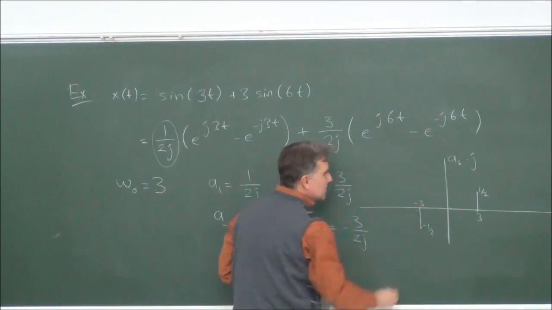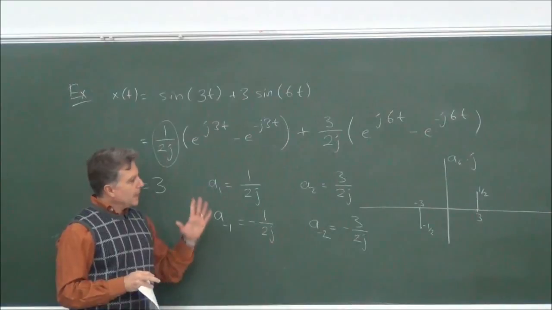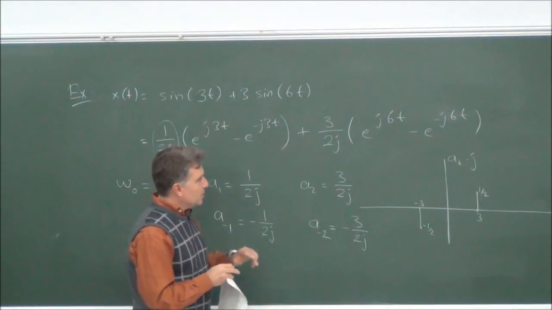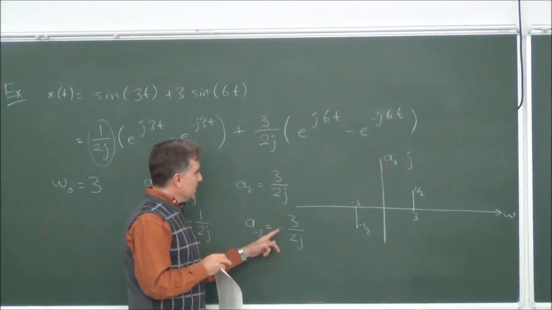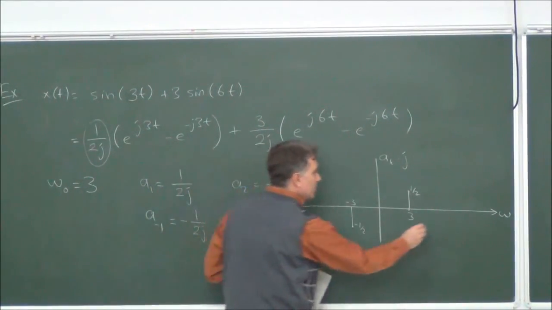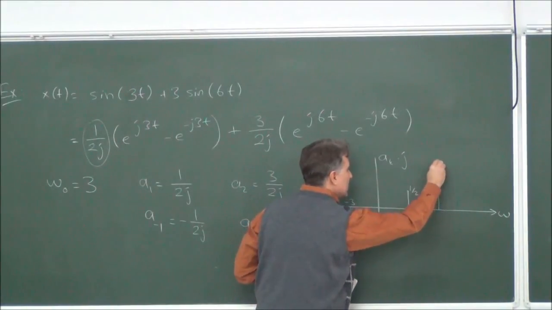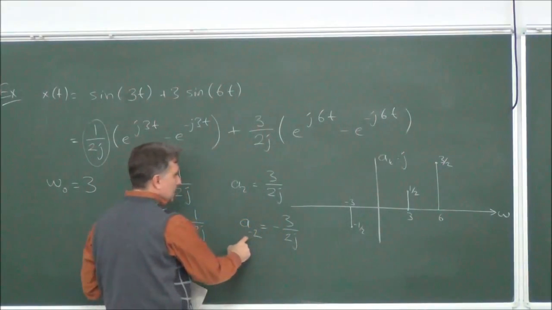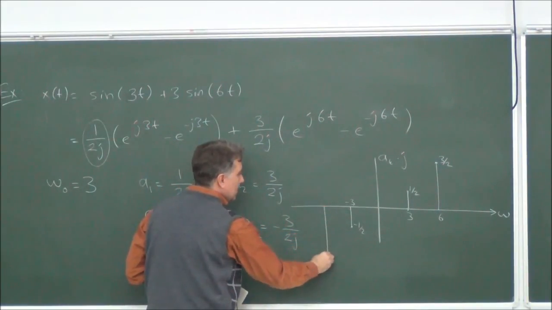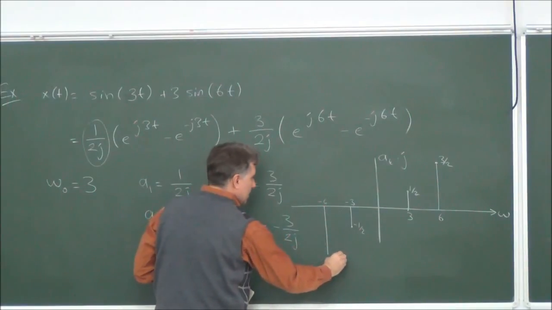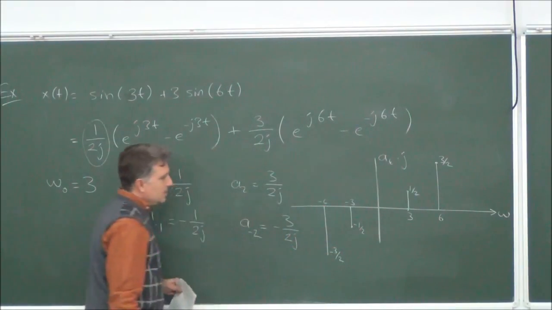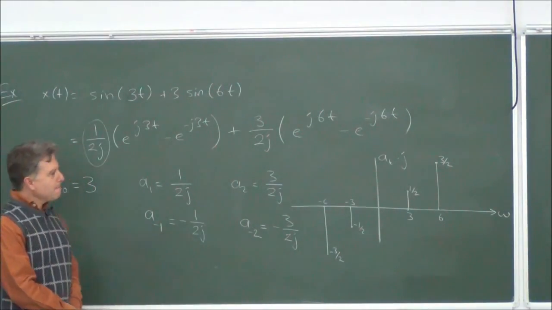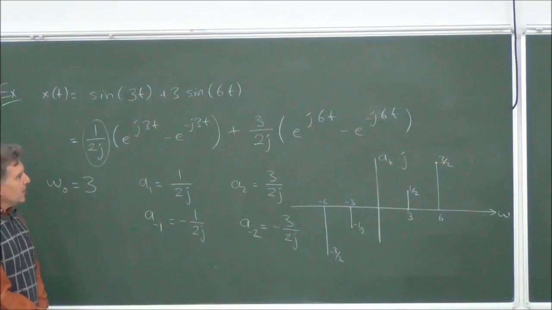At minus 3, the frequency at minus 3, we have this. And at twice the frequency, which corresponds to the frequency of 6, we have 3 over 2, which is 3 times larger than that. And at minus 6, it is this, minus 3 over 2 as the value. So this is the plot that we may expect. Okay?